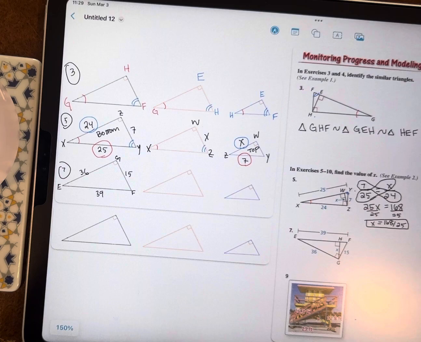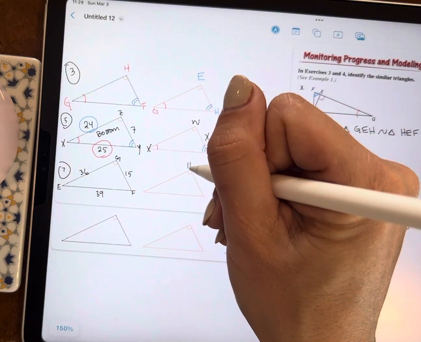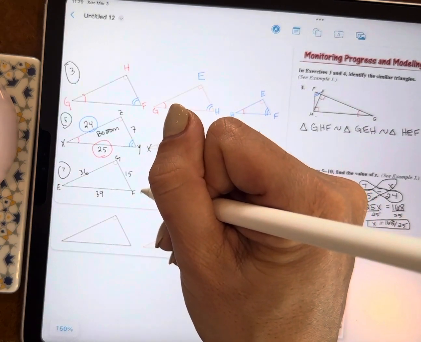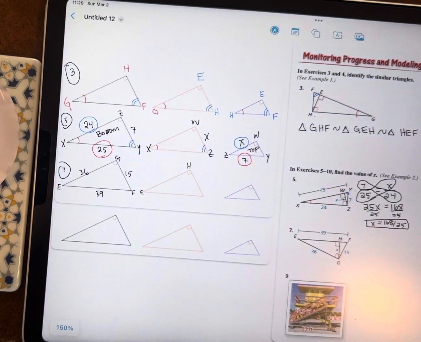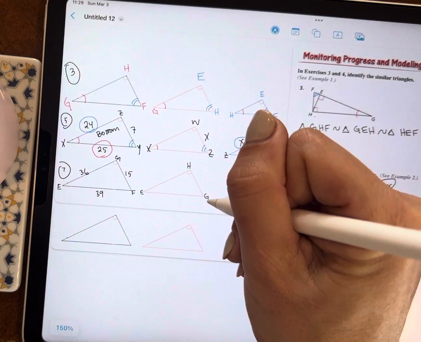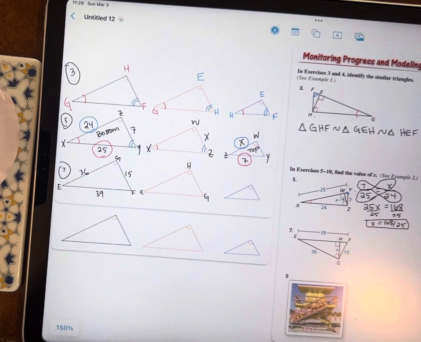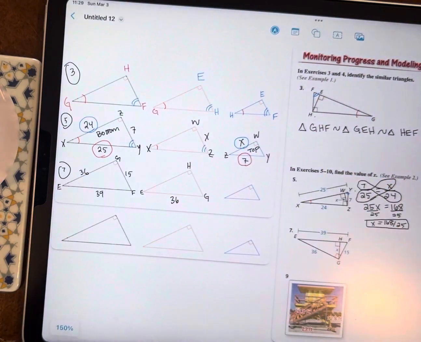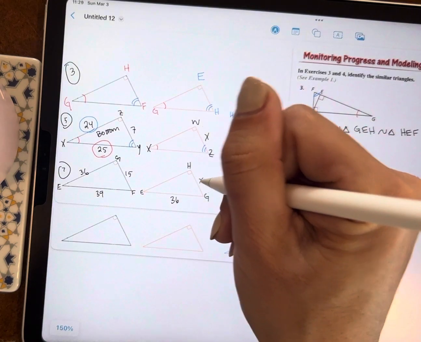Now the medium triangle, its right angle is at H. Then the little angle is E, and the big angle is G. GE is 36. HE is unknown, and HG is x.